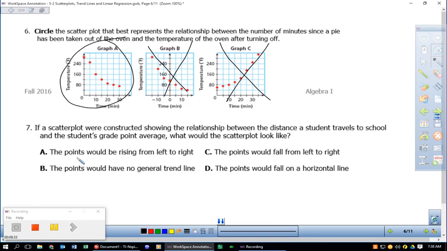Number 7, if a scatter plot is constructed showing the relationship between the distance a student travels to school and the student's grade point average, what would the scatter plot look like? So we need to think about this. As the distance they travel increases, does that affect the student's grade point average? I have no idea, because when I was a kid, I rode the bus, and I did my homework on the bus. So really, riding the bus kind of helped me with my grade point average. But some people, if you're really far away, that might not be the exact same thing. So I'm going to go with B. I don't actually know what's going to happen, so it is B.